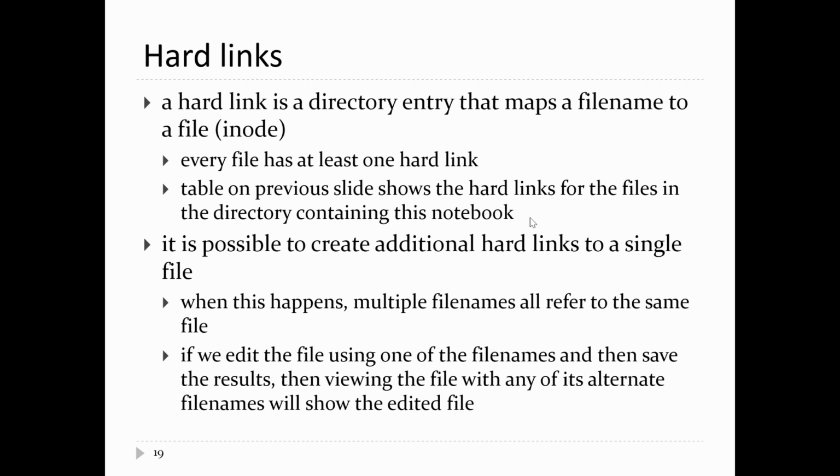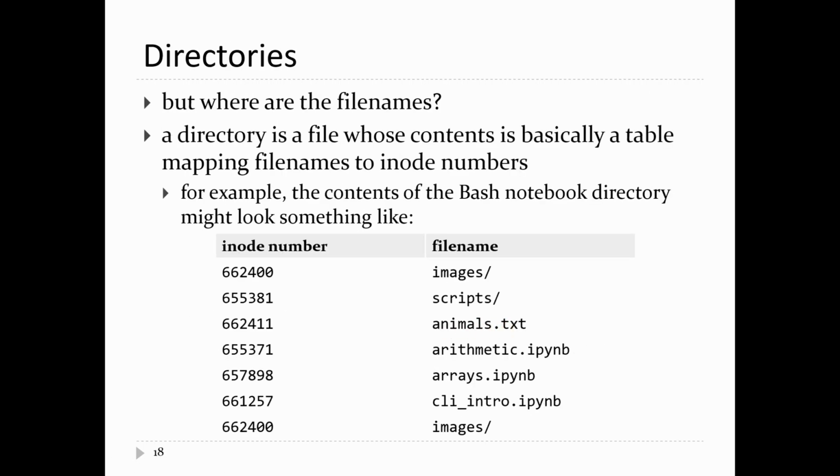That table on the previous slide simply shows the hard links for the files in the directory containing my notebooks. Now, it turns out in an operating system like Linux or Unix, you can make multiple hard links to the same file. Back here, I've got a file called animals.txt, and it points at inode number 662411. It's possible for me to create another hard link that has a different name, so more animals.txt, and it also points at 662411. So you have 2 different names that point to the same inode number.